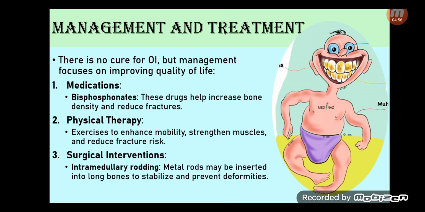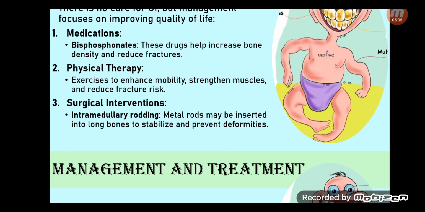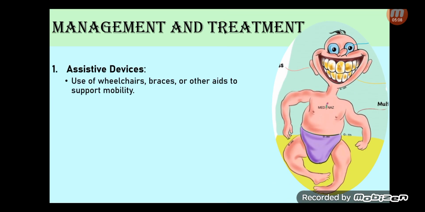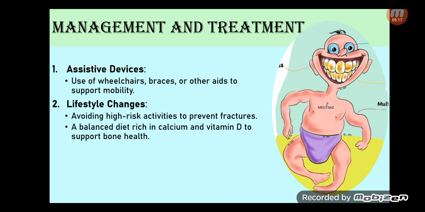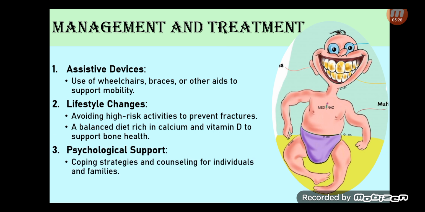Then there is surgical intervention, that is intramedullary rodding, that is, metal rods are inserted into long bones to stabilize and prevent deformities. Further, in management and treatment, we can also give patients assistive devices, that is use of wheelchair, braces, or other aids to support mobility. And we can also suggest patients some lifestyle changes, that is avoiding high risk activities to prevent fracture, and a balanced diet rich in calcium and vitamin D to support bone health. And we can also suggest psychological support so that they are able to cope with the strategies, and counseling for individual and their families.